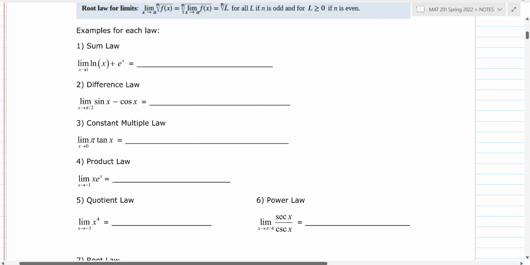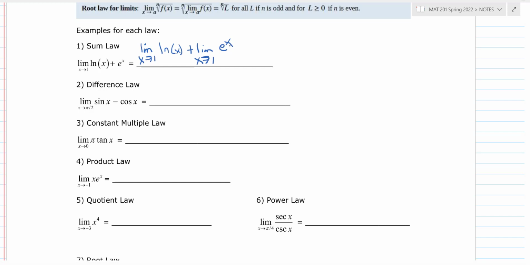So let's look at the sum law. Say you have the limit of ln x plus e to the x. Now we're not going to work out the limits. We're just going to simply break this up. We would say the limit as x goes to 1 of the first function, ln of x, plus the limit as x goes to 1 of the second function, e to the x. Again, we're not going to work that out. We're not there yet. We just want to learn how to break these things up.